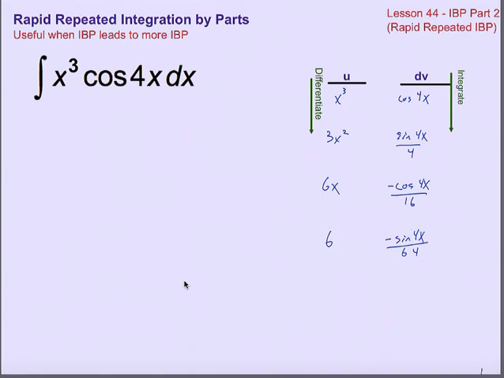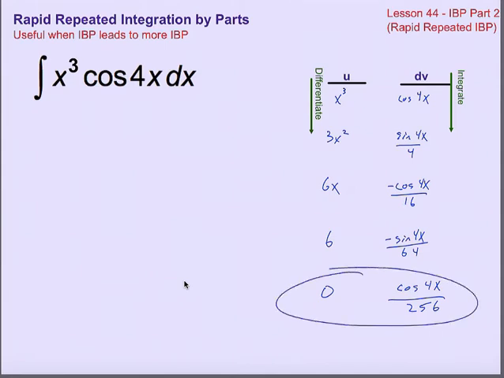Again, take the derivative of my u and the antiderivative of my dv. So that's a negative sine of 4x over 256. Sorry, not negative sine again. Positive cosine. And so now I'm done, because now if I were to try and take the integral of v du, it would be the integral of 0. And I know the integral of 0 is just 0 plus c. So that means I'm going to be up to my plus c.